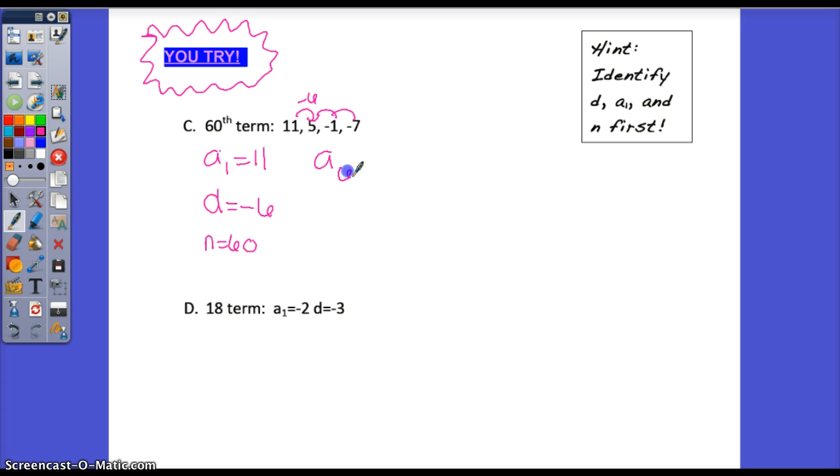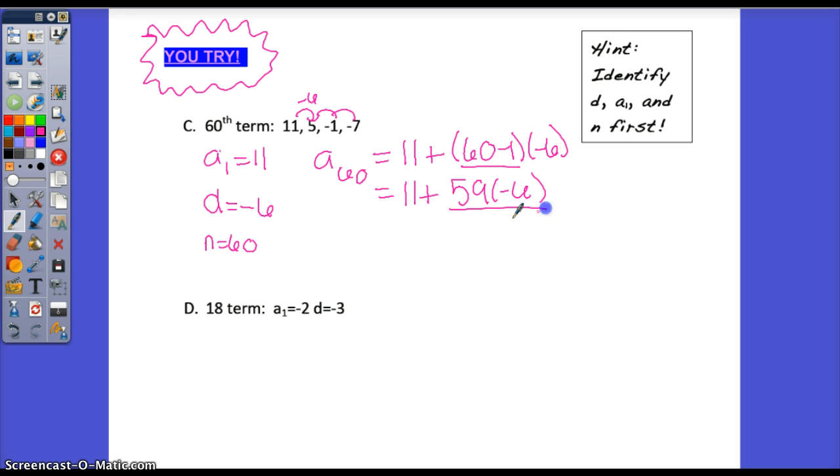So you had a sub 60 equals 11 plus, in parentheses, 60 minus 1 times your common difference of negative 6. 60 minus 1 again is 59. 11 plus 59 times negative 6. 59 times negative 6 equals negative 354. Plus a negative is just minus. We have 11 minus 354. So a sub 60, you need to have that a sub 60 equals negative 343.